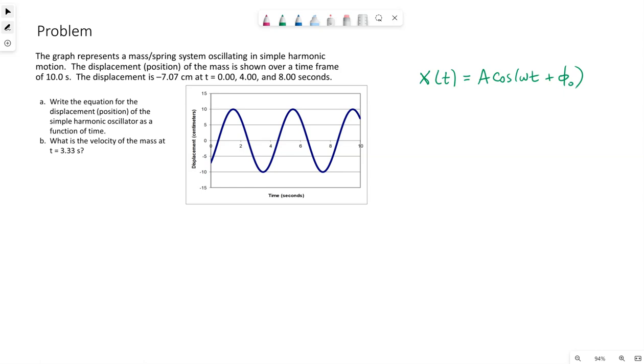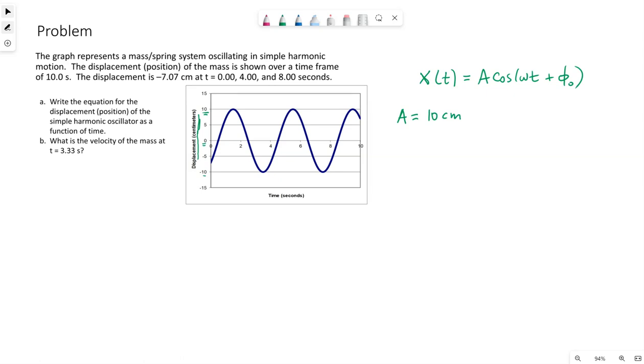A, the amplitude, is the maximum displacement, the maximum distance the mass oscillates from equilibrium. When I come over to my graph, my vertical axis is the displacement. X equals 0 is equilibrium. We can see that this graph oscillates between a positive 10 and a negative 10. So the amplitude is 10. The units I get off of the label of the axis. So it's 10 centimeters is the amplitude.